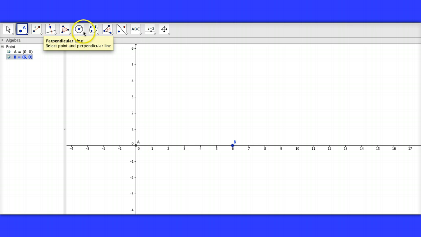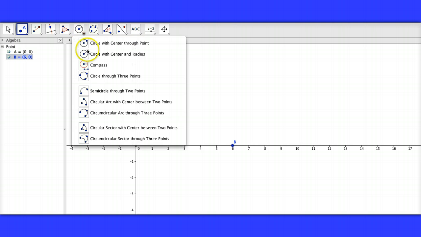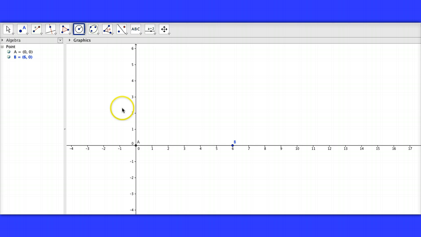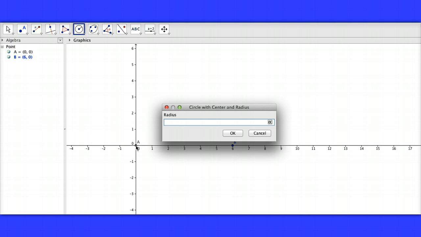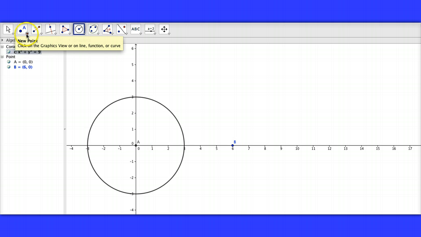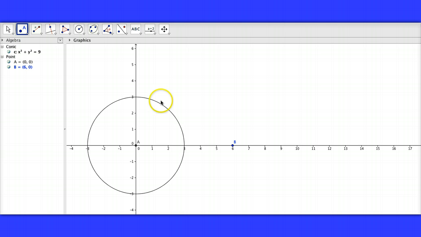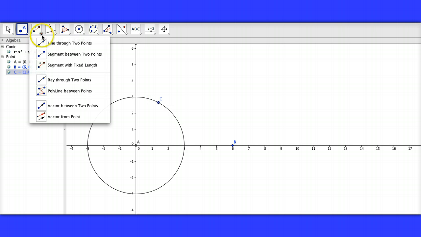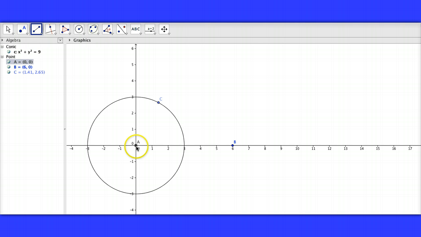The next thing I'm going to do is construct a circle with a center and a radius. My center is going to be at A and my radius is going to be 3. And now I'm going to attach a point to this circle. And now I'm going to draw a segment from point C to point A. And since this is the radius of the circle, we know that that length is 3.